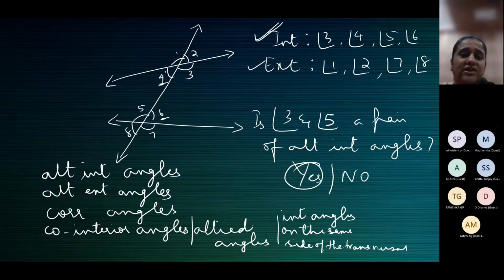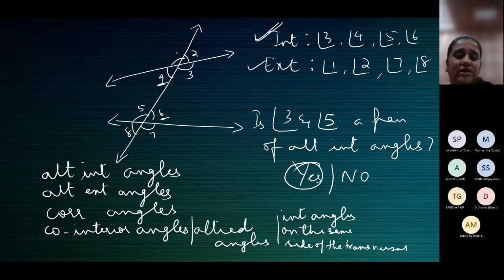Now you cannot take 3 and 4 because 3 and 4 form a linear pair. Now you will say 3 and 4 are interior angles. 4 is on the left side, 3 is on the right side. So they are alternate interior angles. No, 3 and 4 form a linear pair. They are two angles on the straight line. Angle 3 plus angle 4 is 180 because 3 and 4 lie on a straight line.